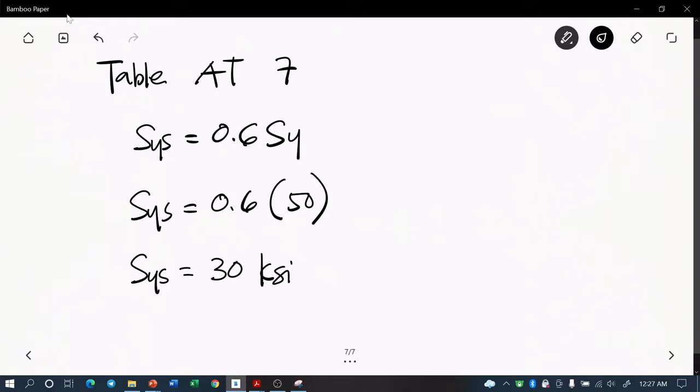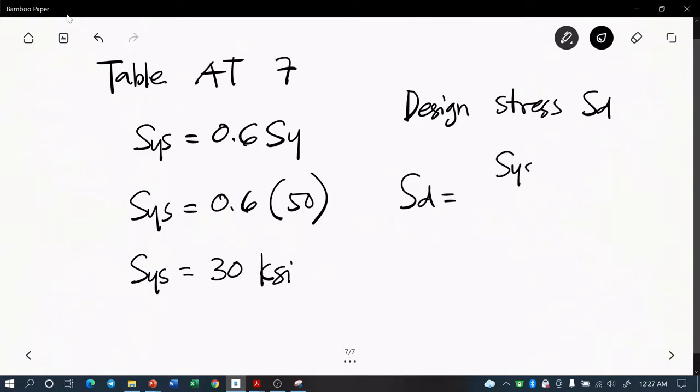But this is not yet the design stress, because in order to solve for the design stress, we're going to consider the factors in order to obtain a safer design. This is the design factor, or the factor of safety. So the design stress, S sub d, is equal to S sub ys over the design factor.